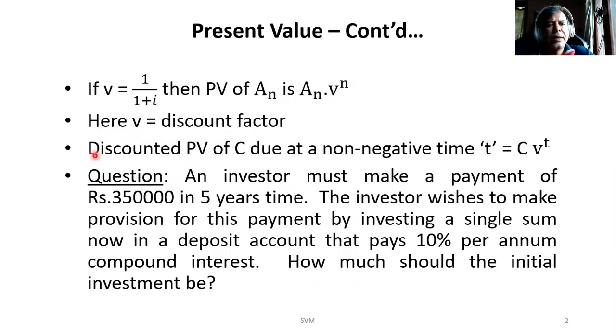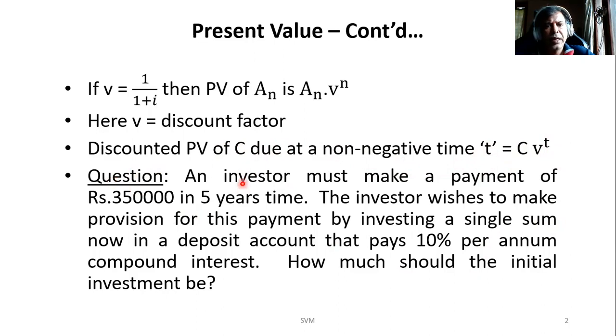So in general, the discounted present value of some amount C due at a time t, a non-negative time t, can be calculated as follows. You are calculating the present value by multiplying the amount C that you are planning to pay at time t by the discounting factor to the power of the time period, the power of t.